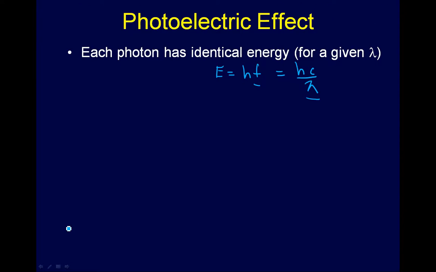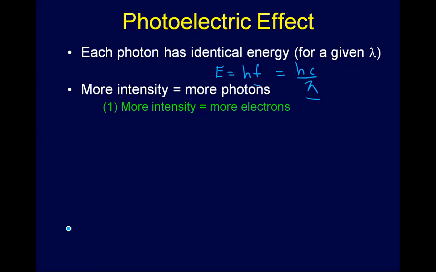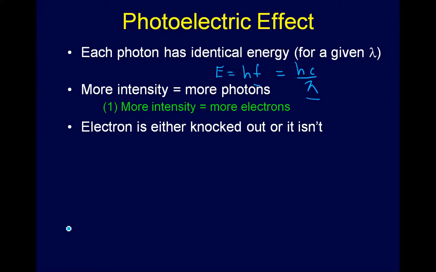So how do these postulates explain the experimental evidence? Well, the first postulate says that each photon has a certain energy. For a given frequency or a given wavelength, your photon has a certain energy. That means if you want to turn the intensity up or down, you need to change the number of photons. The more intense your light wave is, the more photons it has. More intensity means you send more photons, which means you'll knock out more electrons.